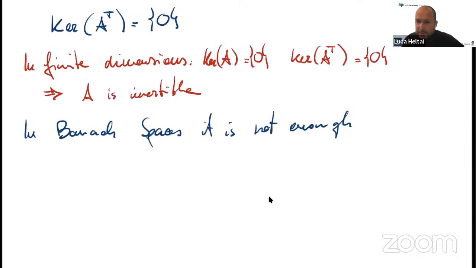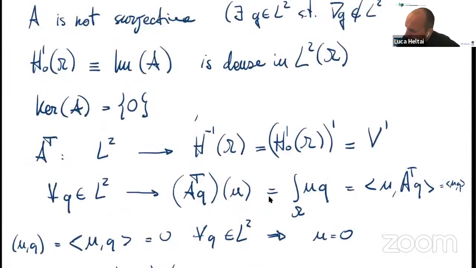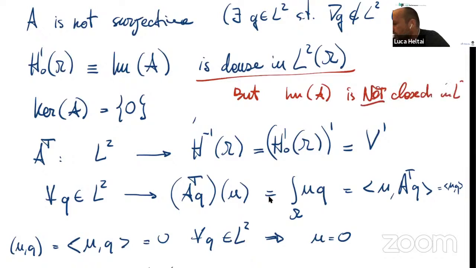The other thing that you need to show, and the reason why this is not working, is because if you look at the image of this, it is dense in L2, but the image of A is not closed in L2. Because you can take any Cauchy sequence, you can write any element of L2 as a limit of something which is in H1, but this doesn't imply that the object that is in L2 is also in H1. Very simply.